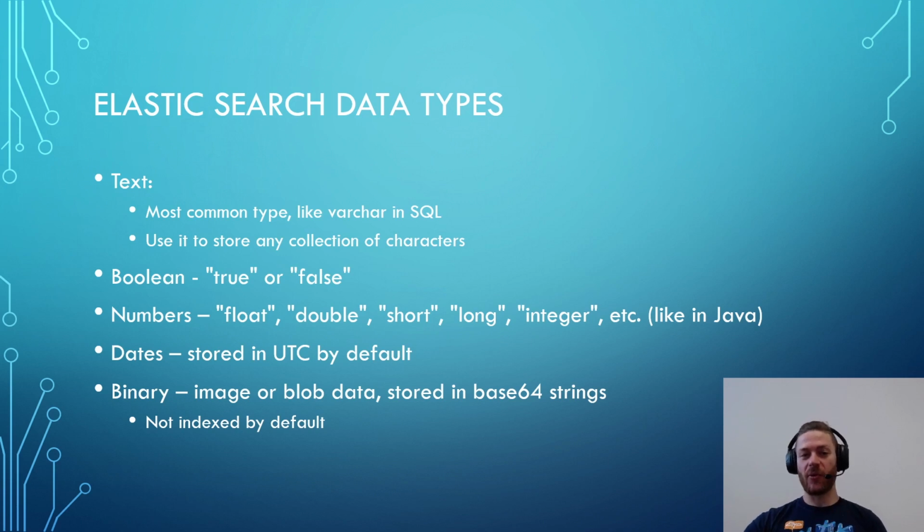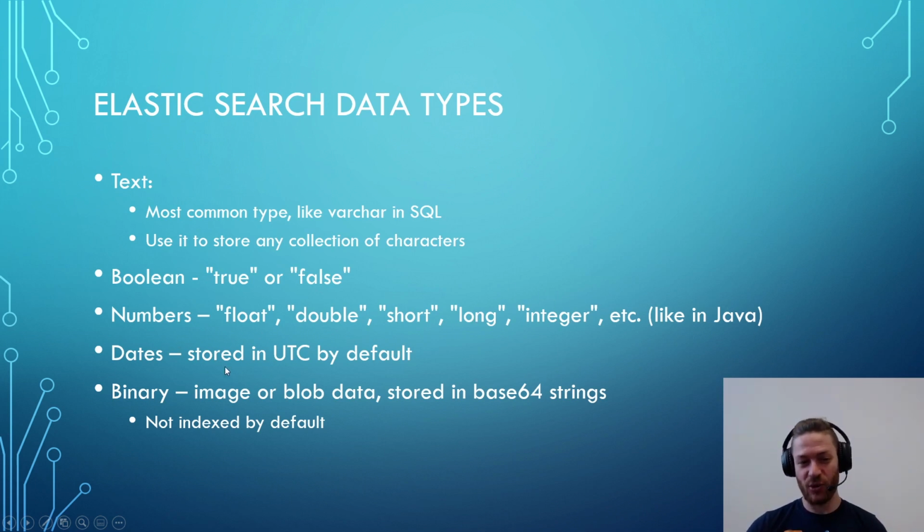What are the most important data types we need to know? Well, first we have text. It's the most common type, like varchar in SQL. You use it to store any collection of characters. We have booleans, true or false. We have numbers, the typical Java numbers: float, double, short, long, integer, and so on.